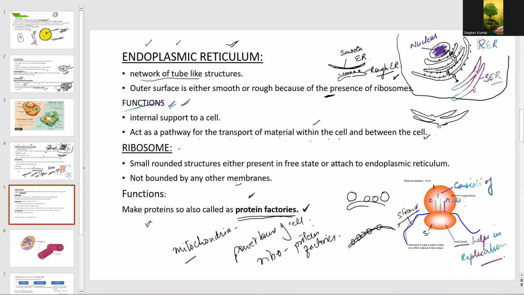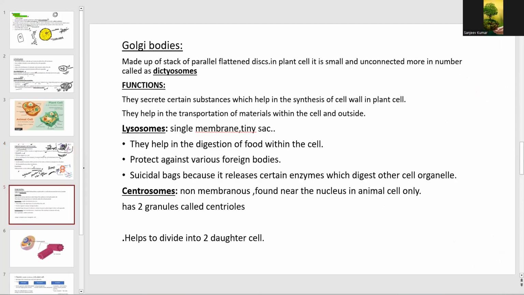Then coming to the next, that is Golgi bodies. Golgi bodies are actually similar to the ER. The difference is that the ER will be surrounded by the nucleus. The ER is present around the nucleus, and the Golgi body roughly might be present near the cell. This is the Golgi body. This is the ER. This is the nucleus.